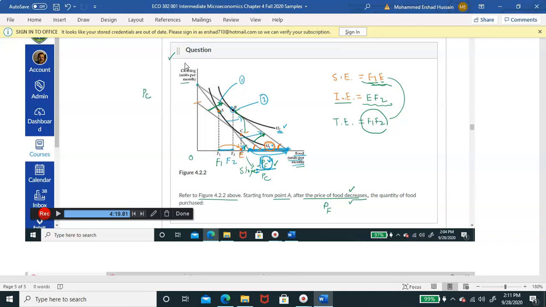So EF2 is the negative income effect. If we want to show it here, going from E to F2. So the total effect is a net. Part of the substitution effect is offset by that negative income effect. See that? Okay.